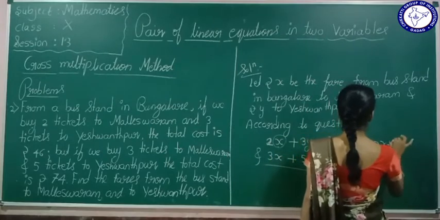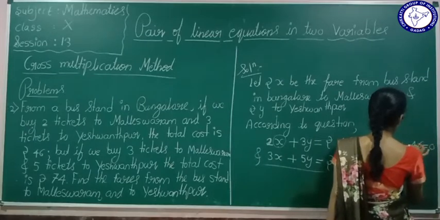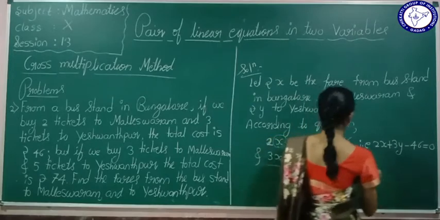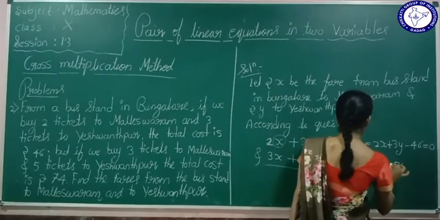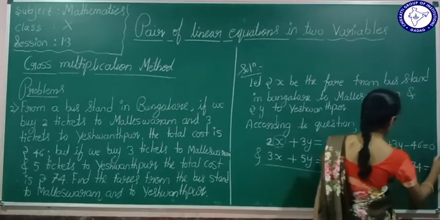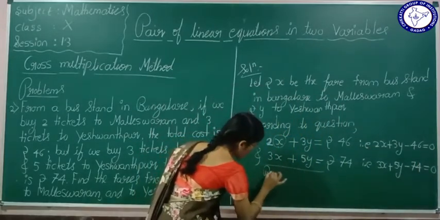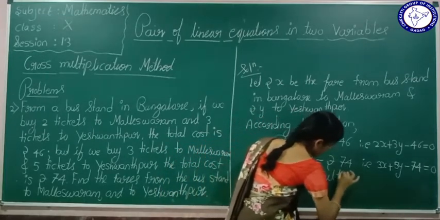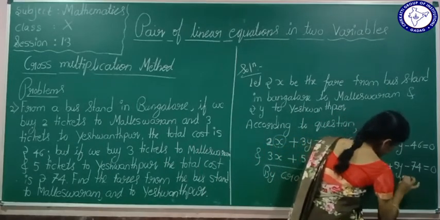So that is 2x plus 3y minus 46 is equal to 0. Okay. And what about this? Here, that is 3x plus 5y minus 74 is equal to 0. Okay. See, by cross multiplication method.